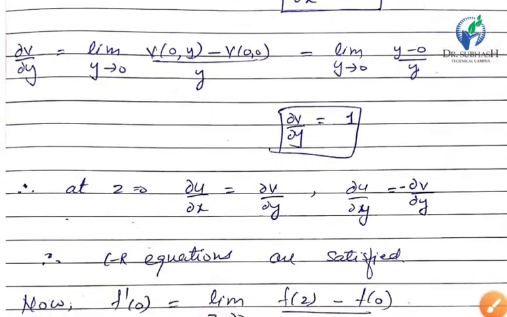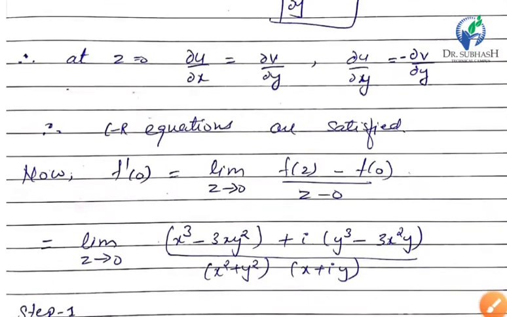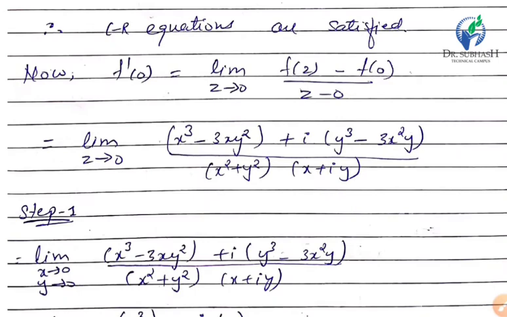Now we can see here for z equal to 0, the CR equations are being satisfied. That is, del u upon del x equal to del v upon del y, both we are getting as 1. And del u upon del y is equal to minus del v upon del x, we are getting as 0. So the CR equations are being satisfied. Now what do we have to prove? We have to prove that the given function is not analytic. To prove this, we have to first prove that the function is not differentiable. Again for that we have to prove that no limit exists.